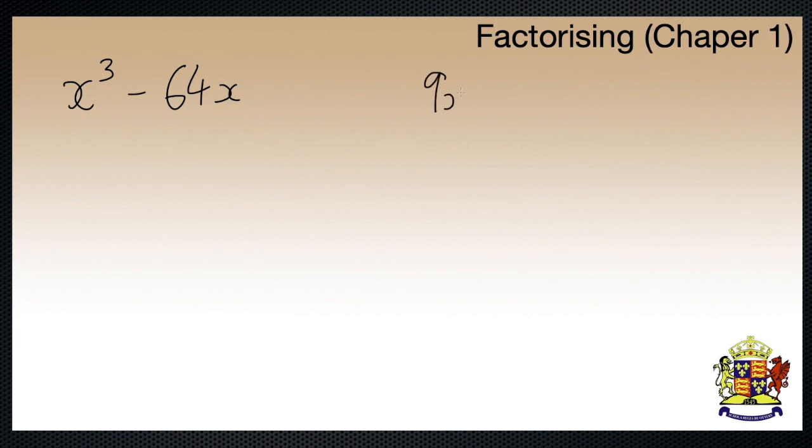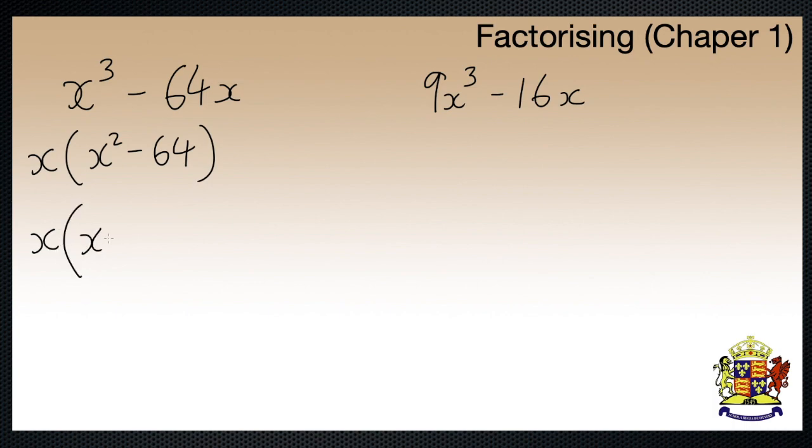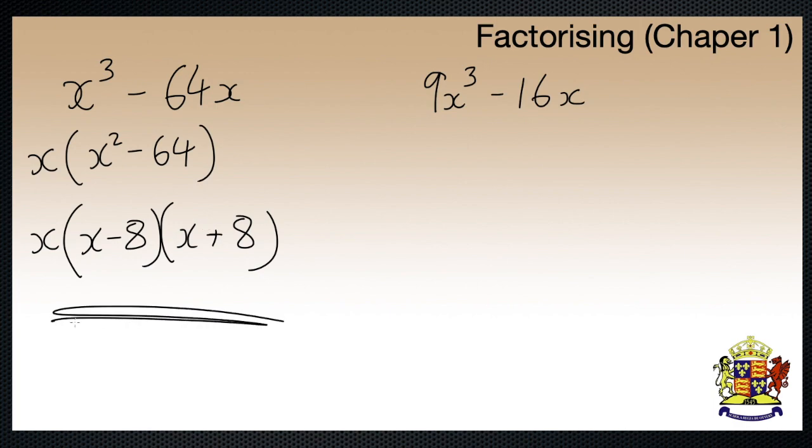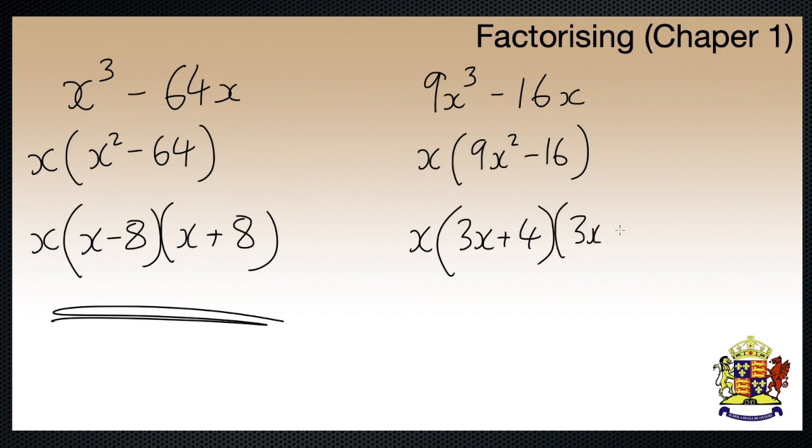Okay, so the very last two to look at, what if I have x cubed minus 64x, and what if I have 9x cubed minus 16x? Okay, well, these look like difference of two squares because of the numbers, and actually once we take a factor of x out, that's exactly what we're left with. So take an x out, x squared minus 64. Okay, and this one, take an x out again, 9x squared minus 16. Again, x brackets, 3x plus 4, 3x minus 4.